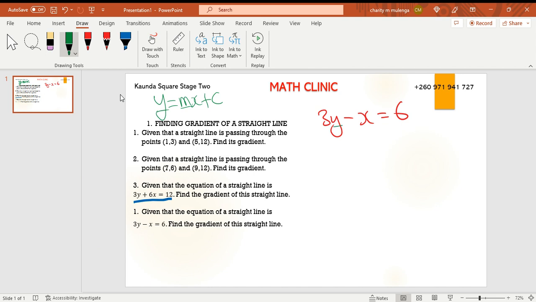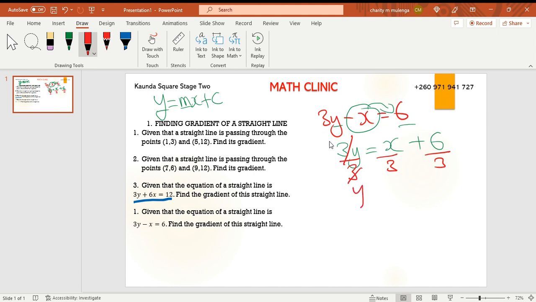So let's make y the subject. How do we do that? We take this negative x, let it cross the equal sign. So we have 3y = positive x + 6. This 6 is positive in nature already. Then at that point, we're going to divide the entire equation by 3.